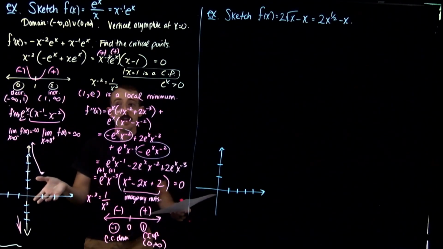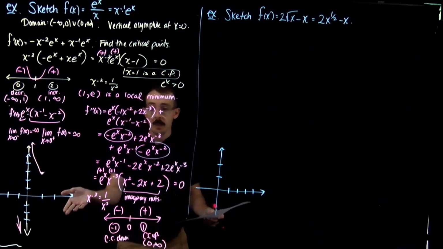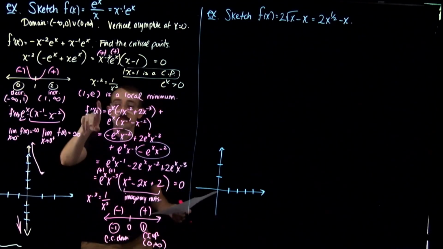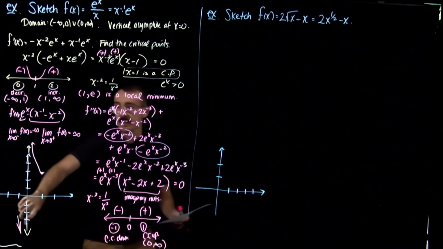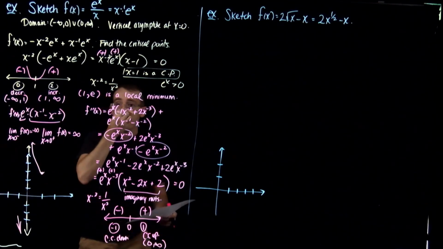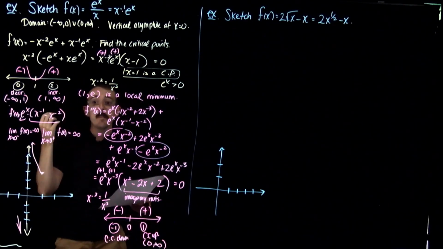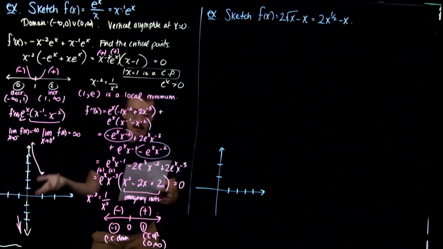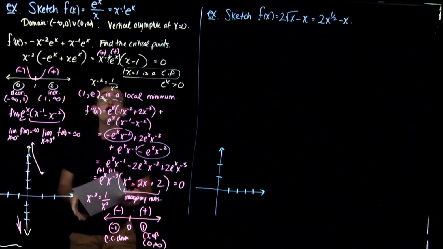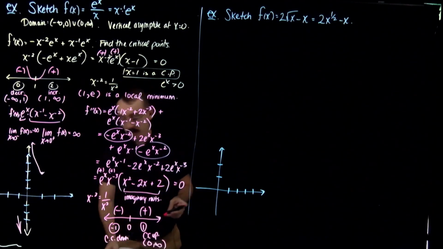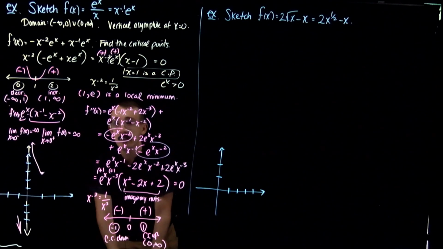What else do I know about this graph? I know we're concave down from negative infinity to 0. So this is going to stay concave down. And also, I know we stay concave up on this whole piece. It might be worth it to plot a couple other points. You could do that. We didn't talk about finding the horizontal asymptote, so maybe there's something there for us.